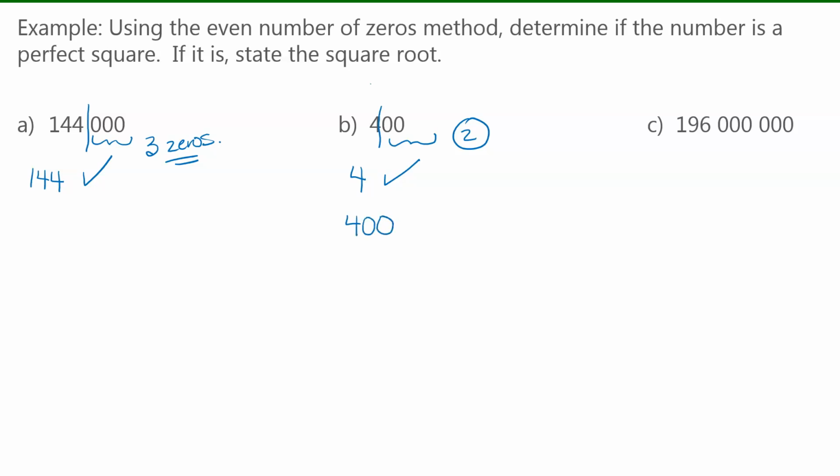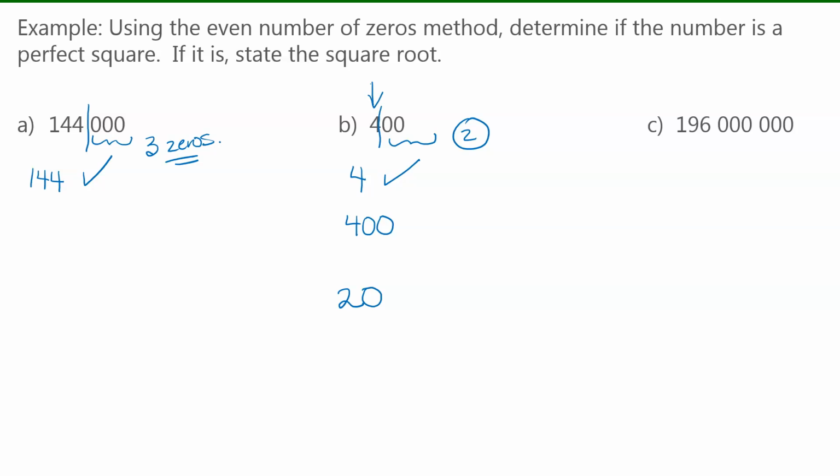To find the square root of 400, we find the square root of 4, which is 2, and then we would find the square root of 100. So take half the number of zeros. There are 2 zeros, so we take 1. So the square root of 400 is 20.